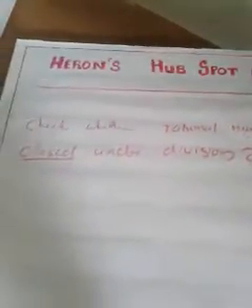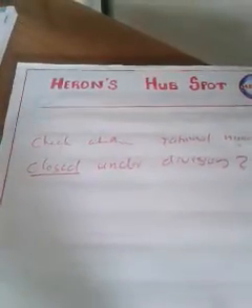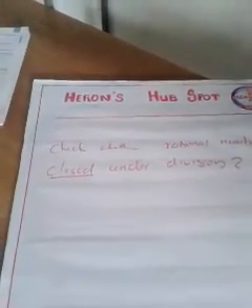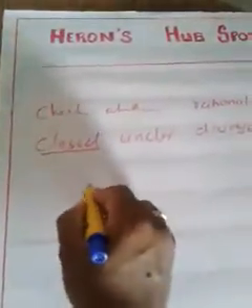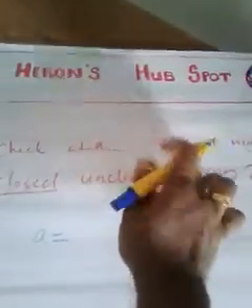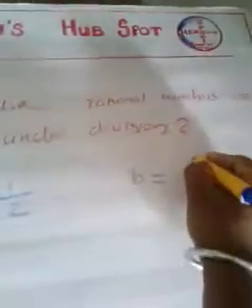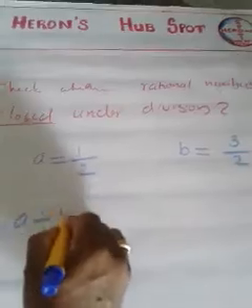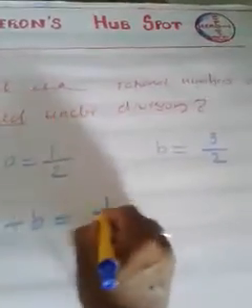Now you can pause your video, take one minute and try to answer the question, and after that play the video again and see the answer. In order to check whether it is closed under division or not, let us take two examples a and b from rational numbers. Let a be 1/2 and b be 3/2. Since it is division, we calculate a divided by b, that means 1/2 divided by 3/2.